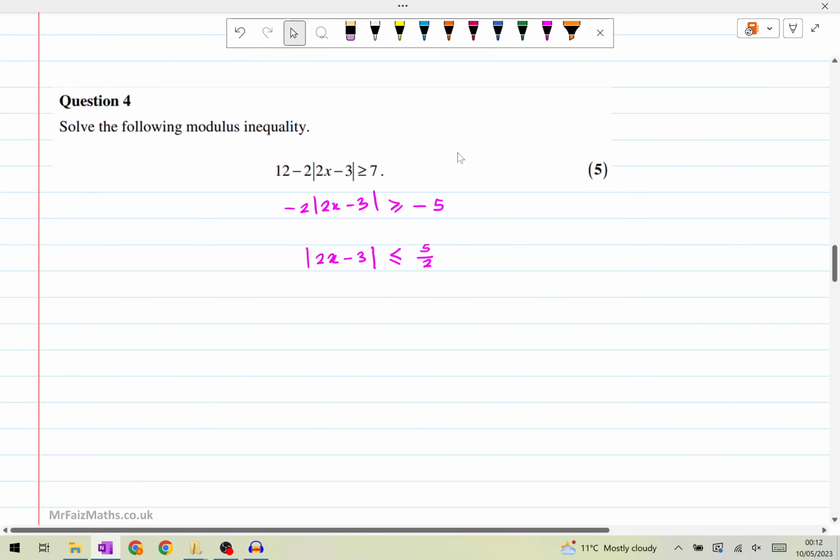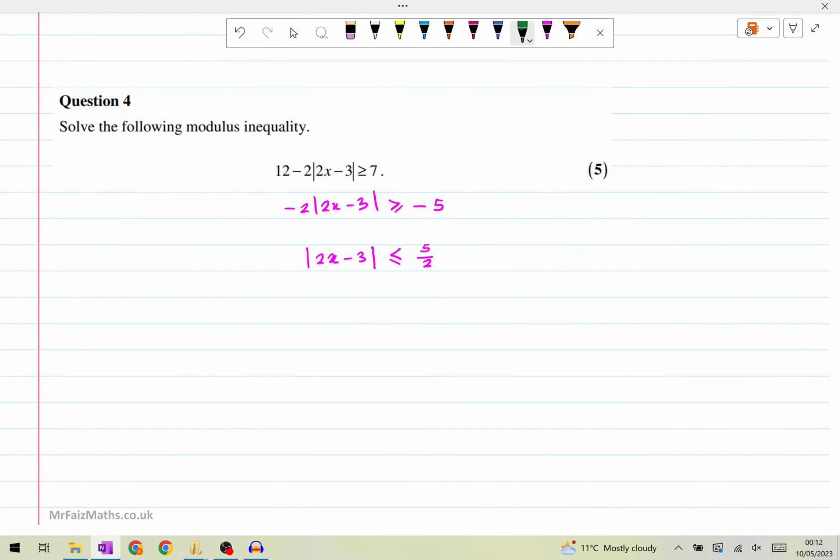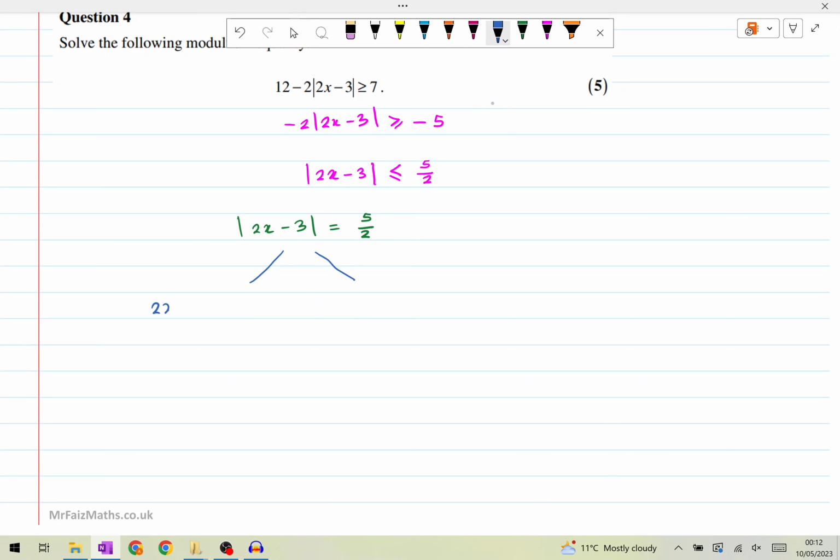Now, what I then want to do is to pretend that this is an equation just to find where these two lines would intersect, right? So let's just imagine we are solving the modulus of 2x minus 3 is equal to 5 over 2. And the way I would normally do that is to split this into two parts and first solve 2x minus 3 is equal to plus 5 over 2. And then as a second part, solve 2x minus 3 is equal to minus 5 over 2, right? So this should be fairly straightforward to solve.